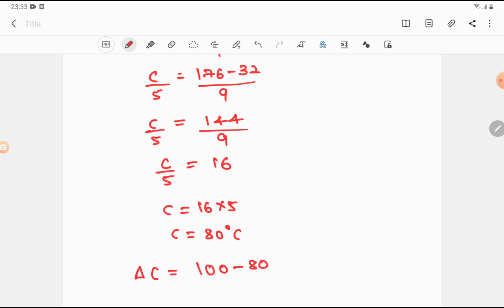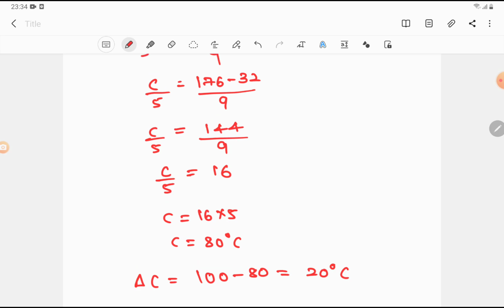Fall in the temperature is 20 degrees Celsius. So the water temperature is lowered until the thermometer registers 176 degrees Fahrenheit. Just the terminology you should understand, rest everything is easy.